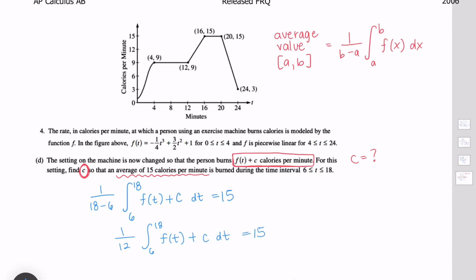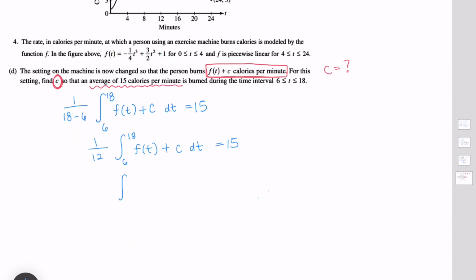I'm going to cancel that coefficient of 1 over 12 by multiplying both sides by 12. So we get the integral from 6 to 18 of f of t plus c dt is equal to 15 times 12, which gives us 180. Now here we'll use our properties of integrals where we can split sums and differences, right? In this case, we're going to split the sum. So we have the integral from 6 to 18 of f of t dt plus the integral from 6 to 18 of c dt is equal to 180.